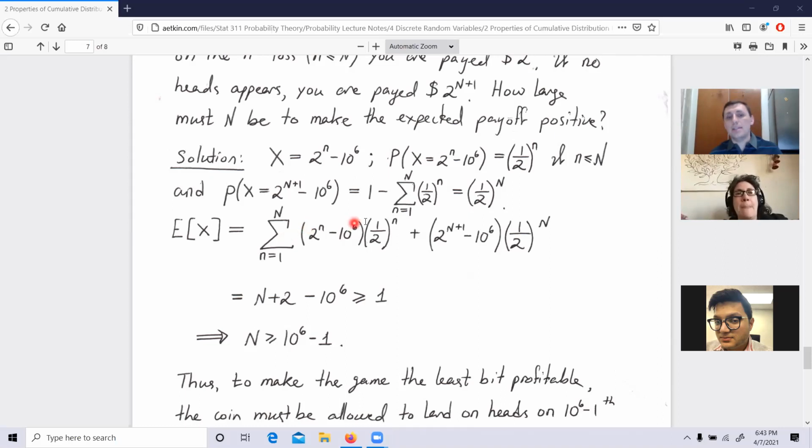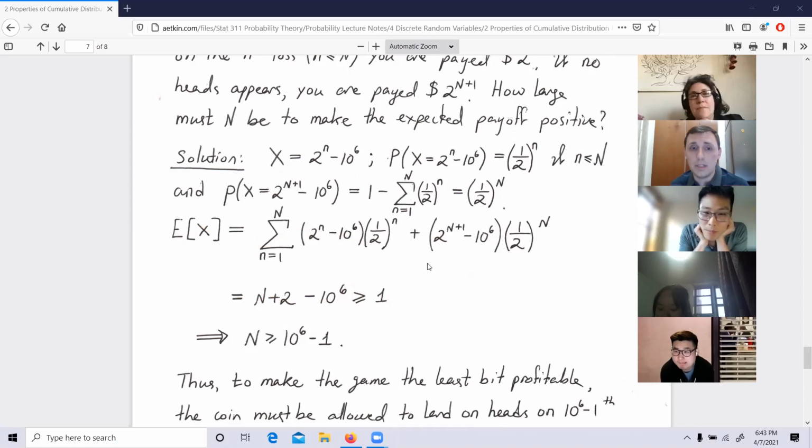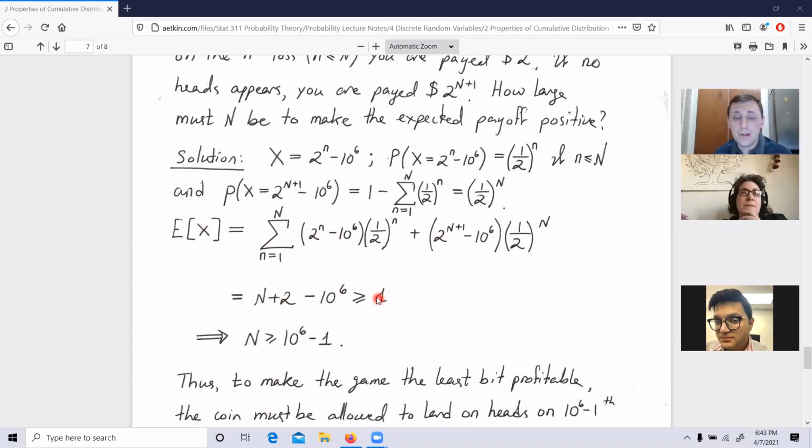So look what happens, guys. If I sum this up, I hope it's just algebra, guys. You can verify I'm right. This expected value is equal to capital N plus 2 minus 10 to the 6. And when is this summation bigger than, well, I said bigger than 1, or you can say bigger than 0, if you prefer, say it bigger than 0. Right, so that's basically when N is bigger than 10 to the 6 minus 1.